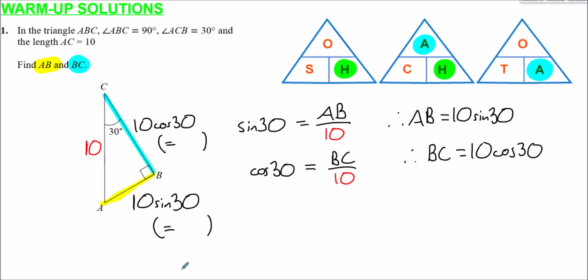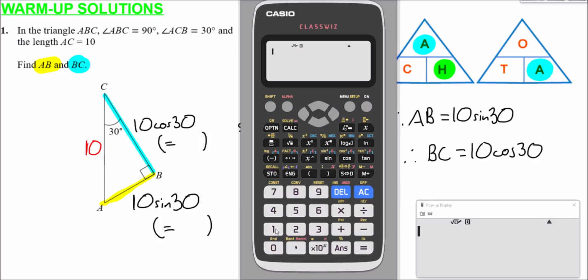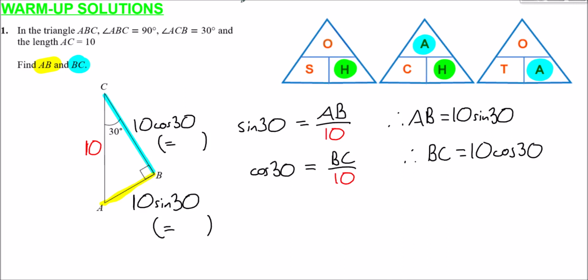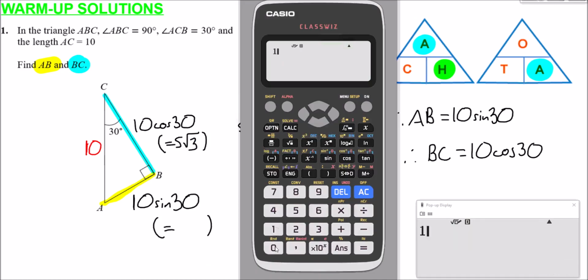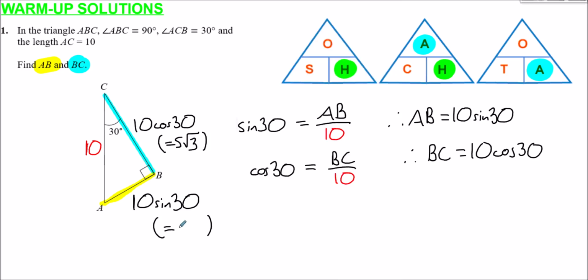If you've forgotten your exact trig ratios, don't worry, this is what the calculator's for. That gives us 5 root 3. In fact, we can leave it in 5 root 3 form, why not? And 10 sine 30, that's just going to give us exactly 5, because sine 30 is 1/2. So that's that question completed. So let's have a look now for warm-up for question 2.